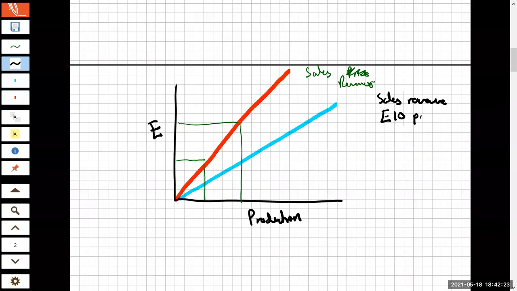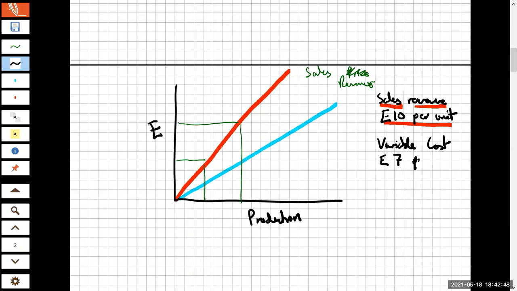Okay, the sales revenue was £10 per unit. So that's this red element here. So the sales revenue of £10 per unit. Okay, and then we said we have variable costs of £7 per unit, and that's the blue line here.